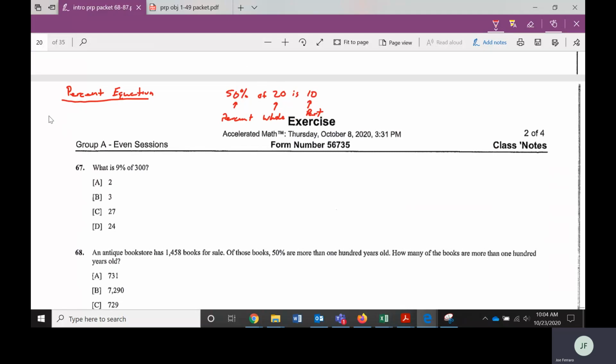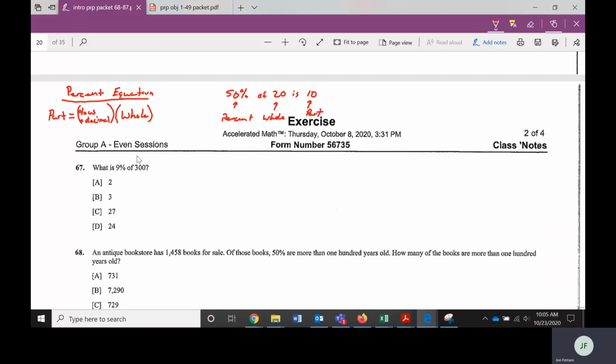So a percent equation means you can find the part by taking the percent as a decimal, that's important, times the whole. Okay, so 2 things next to each other in parentheses means times. Or you could write percent as a decimal and then an x times the whole. Okay, so that's going to be one way to do it. And I'll show you that method, and then I'll show you another method also.